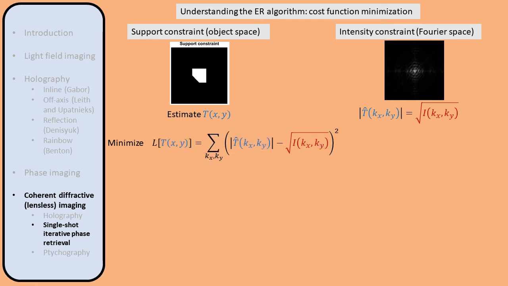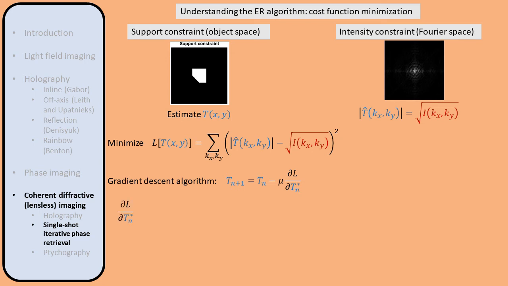To minimize this cost function, we can apply the gradient descent algorithm. In this algorithm, we calculate the derivative of the cost function to find the direction of steepest increase, and then move in the opposite direction with a step size mu to decrease the value of the cost function. We repeat this procedure until we have reached a minimum of the cost function.